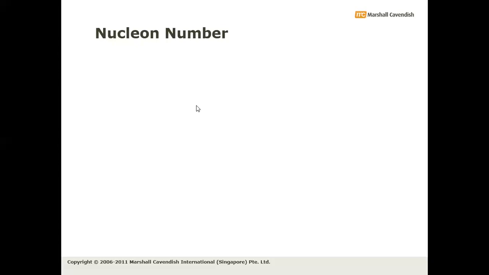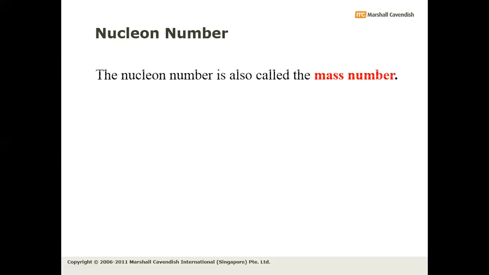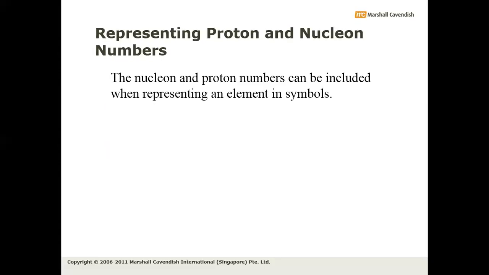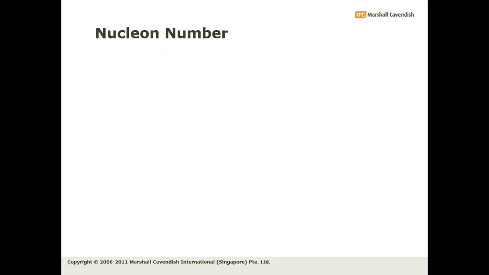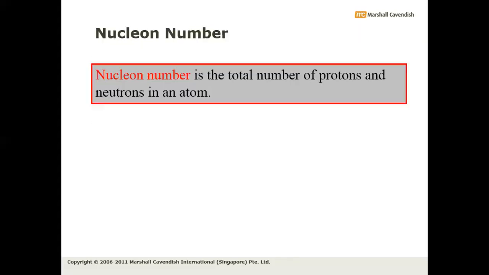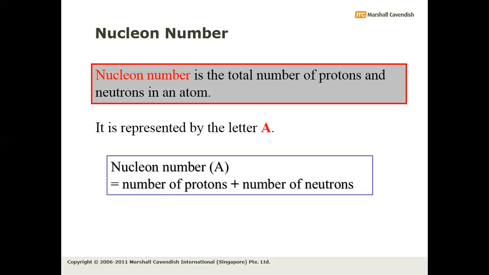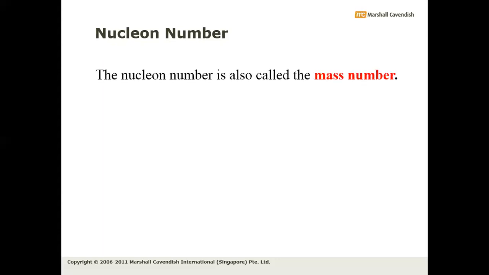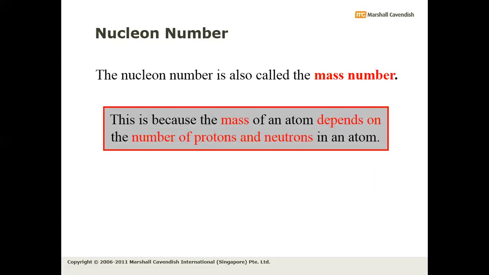Okay, guys, we were studying nucleon number. Nucleon number is the mass number, and it is the sum of the number of protons and neutrons. We have studied that its letter is A. Nucleon number is also called mass number. It is also called atomic mass, because the whole of the mass is found in protons and neutrons, and that's why nucleon number is also called the mass number. It is the mass of an atom of an element.